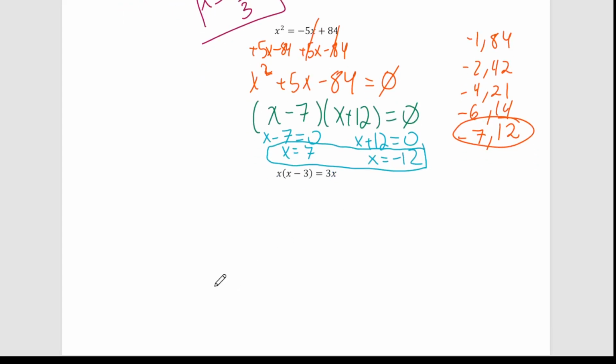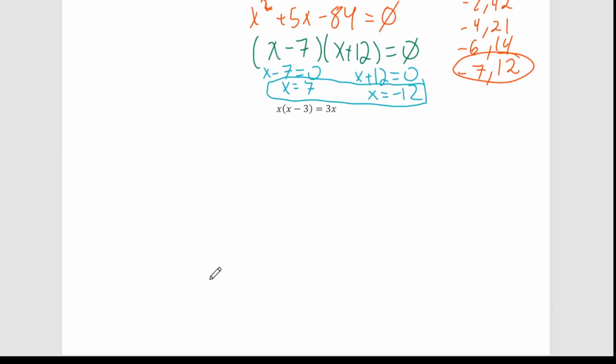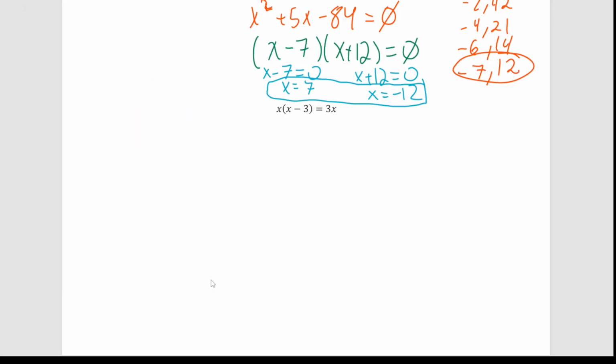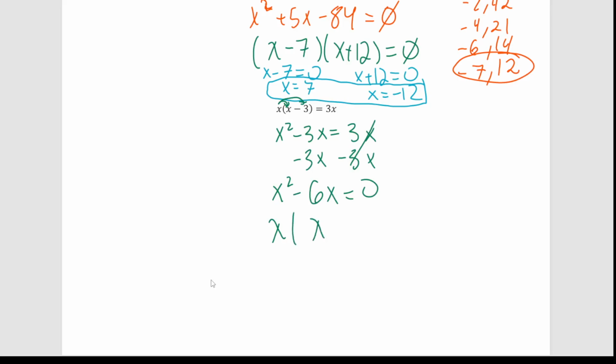Now the next one may look tempting to call pre-factored, but as you notice, it's not actually set equal to 0, so we do have to expand it out, rearrange it, and then factor. So if I expand it out, I get x times x is x squared, x times negative 3 is negative 3x. We have equaling 3x in this case. Then I have to rearrange it so it's set equal to 0, so I'm going to subtract 3x from both sides. Then I get x squared minus 6x is 0. In this case, we have a greatest common factor of x, and then I'd still have x minus 6 left in parentheses.